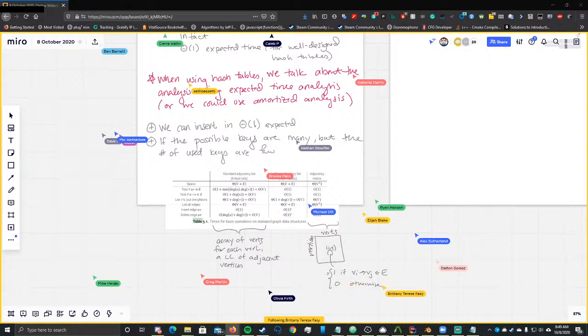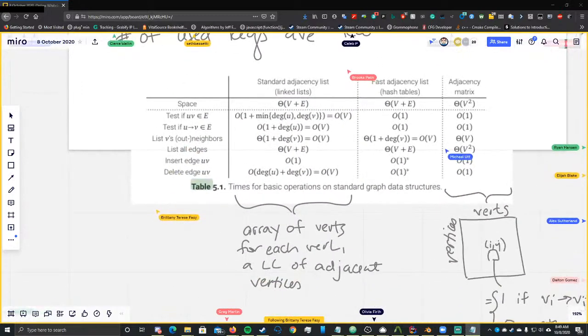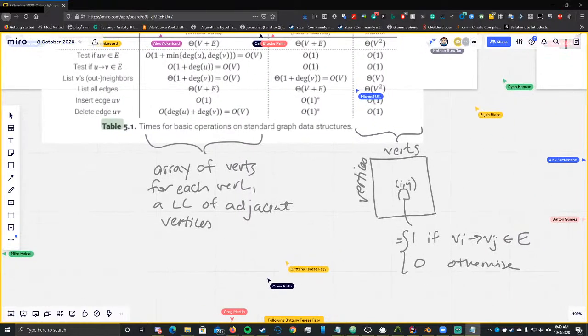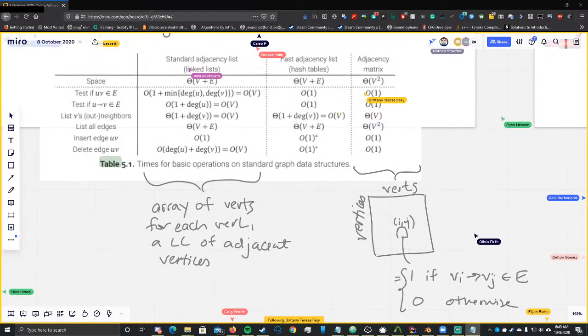Okay, and the nice thing here is you can change that to weights of the edges or something else like that. And you can see that a lot of these accesses are constant time. But this space is kind of what the trade-off is, and V squared space could be quite a bit of space.